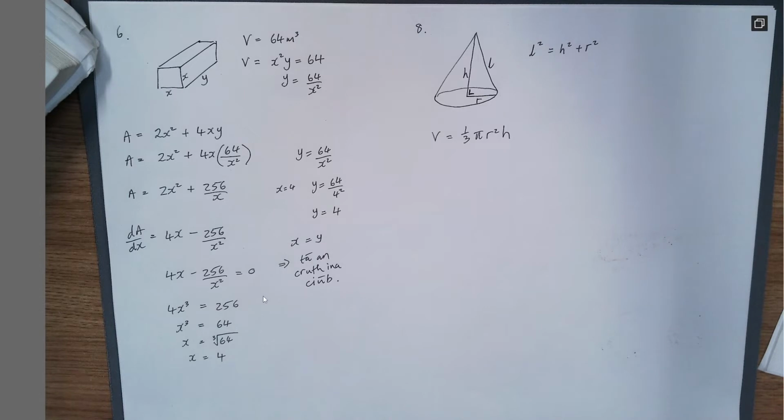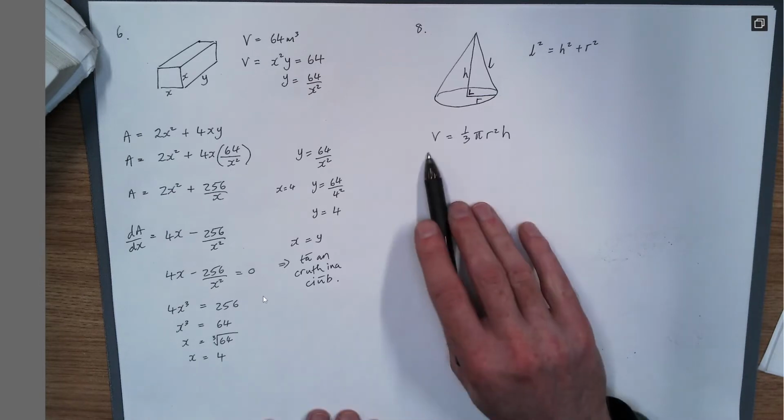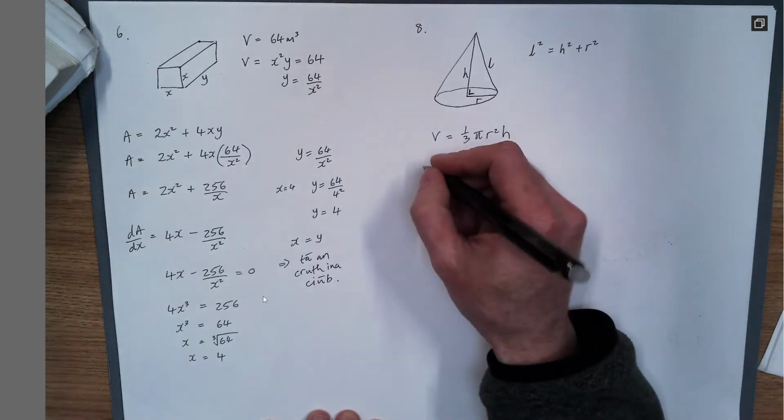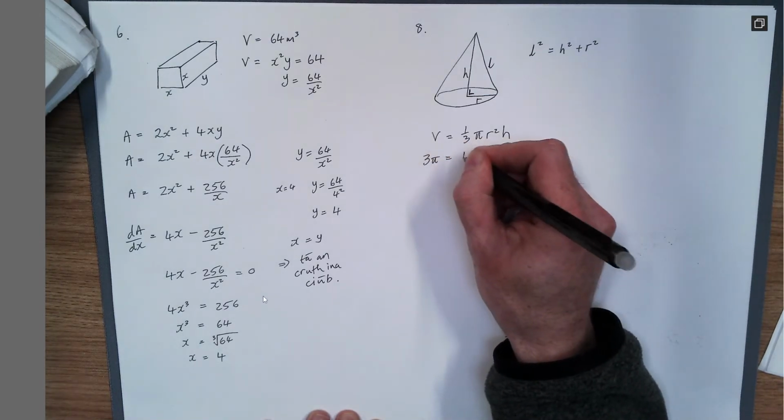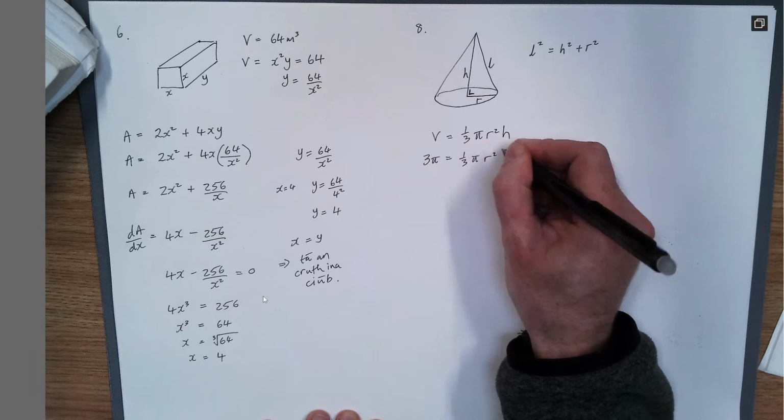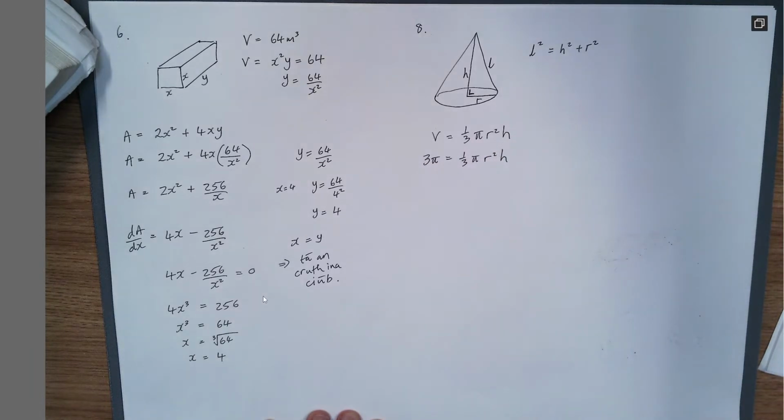So you have two options. You can rewrite the Pythagoras formula in terms of R. And the volume is 3 pi, so 3 pi equals one third pi R squared H. That's the formula in the upper list.